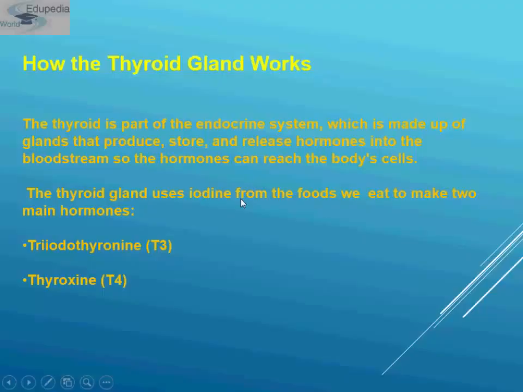How does the thyroid gland work? The thyroid is a part of the endocrine system, which is made up of glands that produce, store, and release hormones into the bloodstream, so the hormones can reach the body cells. And the thyroid gland uses iodine from food we eat to make two main hormones, which are triiodothyronine, that is T3, and thyroxine, which is T4.